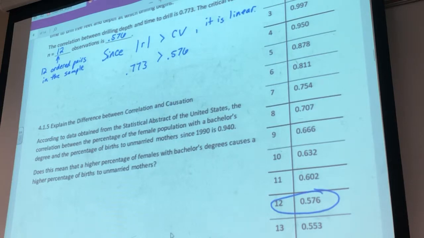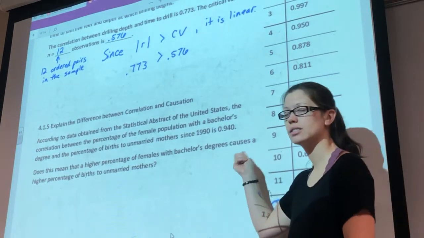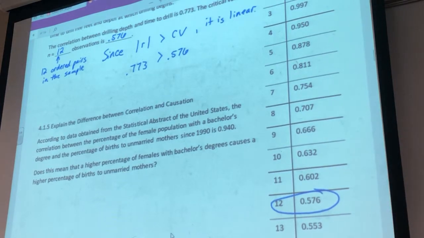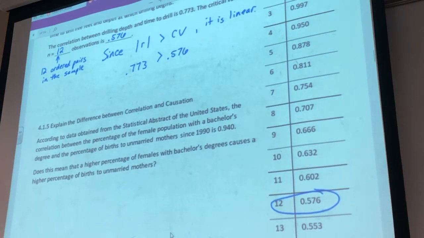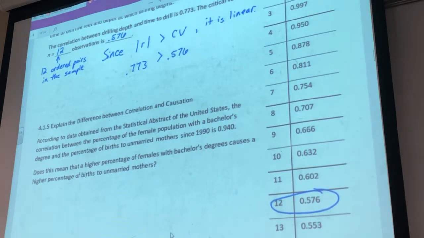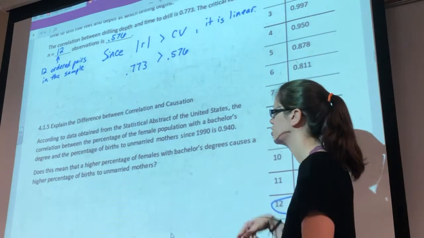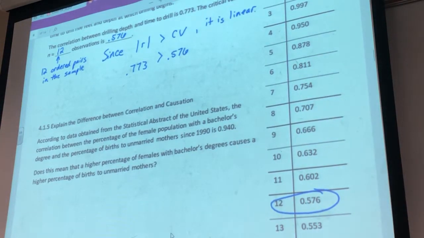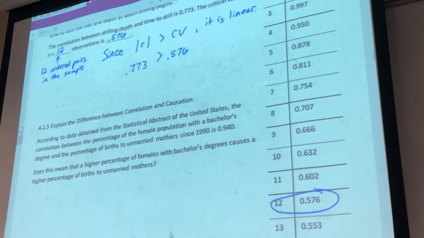So this next example is just correlation and causation. We talked about this already in chapter 1, but like I said, all of the ones that we're going to have in this chapter are going to be observational studies, so we can't say that a correlation necessarily implies that there's a causation. So for this example, they say the correlation between the percentage of female population with a bachelor's degree and the percentage of births to unwed mothers since 1990 is 0.94. That's a pretty big r of 0.94. It's really close to 1, so those are going to be really strongly correlated.